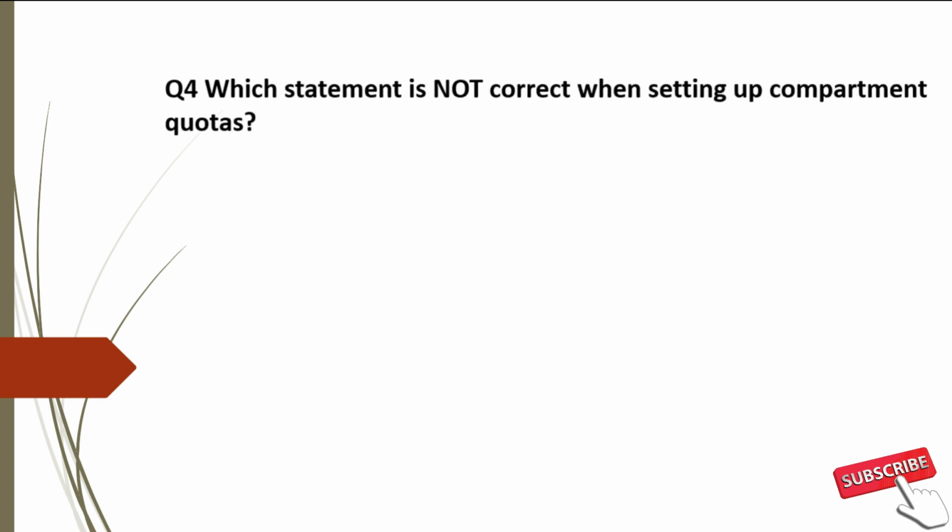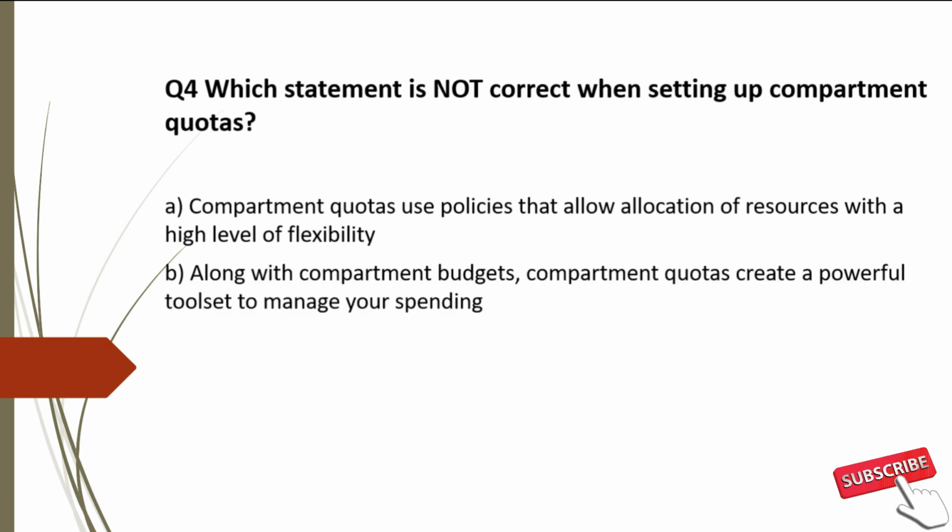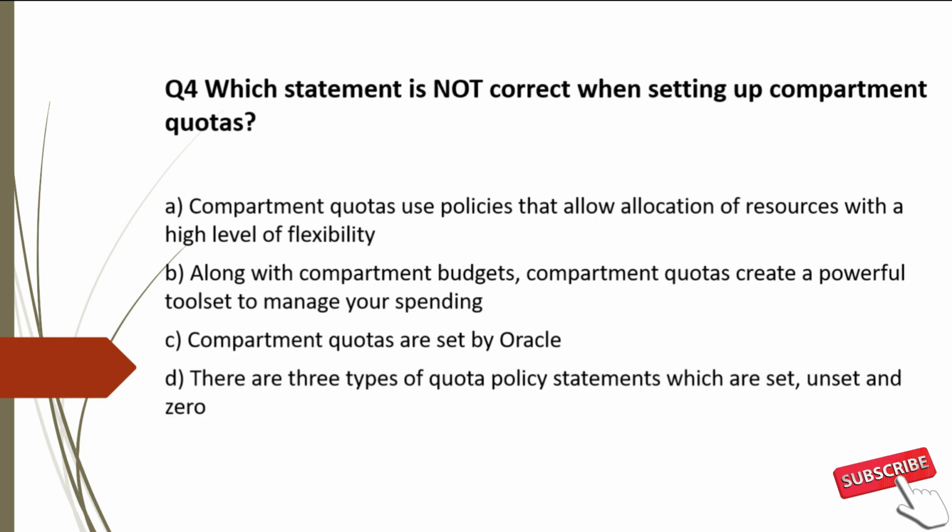Question 4. Which statement is not correct when setting up compartment quotas? And the options are A. Compartment quotas use policies that allow allocation of resources with a high level of flexibility. B. Along with compartment budgets, compartment quotas create a powerful toolset to manage your spending. C. Compartment quotas are set by Oracle. And D. There are 3 types of quota policy statement which are set, unset and zero.